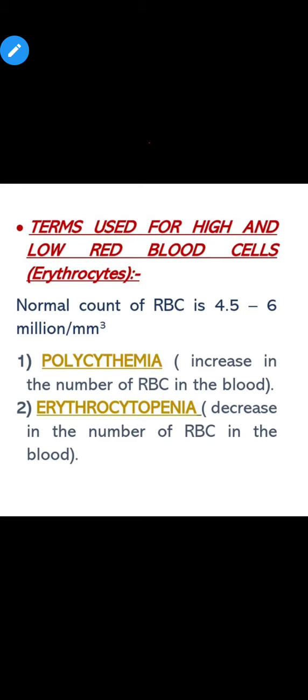Red blood cells are also called erythrocytes, and the normal count of red blood cells is 4.5 to 6 million per millimeter cube. But when there is an increase in the number of red blood cells in the blood, we use the term polycythemia. Polycythemia is also known as erythrocytosis, meaning having a high concentration of red blood cells in your blood.